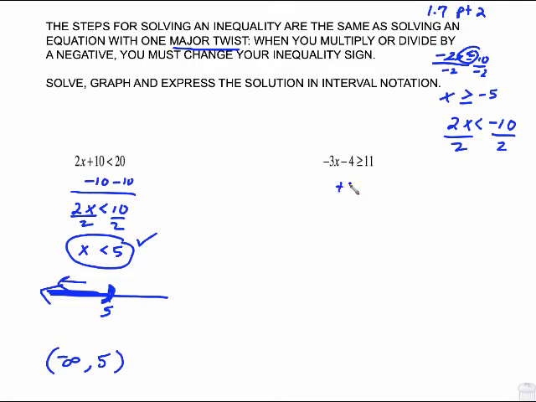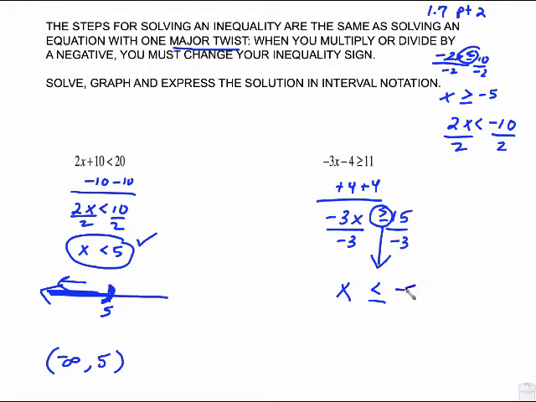Another simple two-step, add 4 to both sides. We have negative 3x greater than or equal to 15. Solve by dividing by negative 3. And what I suggest is grab hold of that inequality, make the change, and then go back and do your arithmetic, because half the time you forget to make the change later on. 15 divided by negative 3 is negative 5, so x is less than or equal to negative 5, shading to the left. It is less than or equal to, so it gets the square bracket, facing the same direction as the arrow, and my interval notation on this is negative infinity up to negative 5 with a bracket.